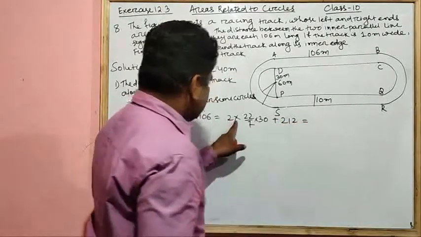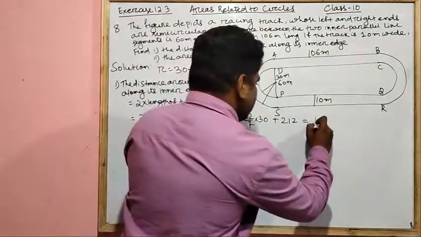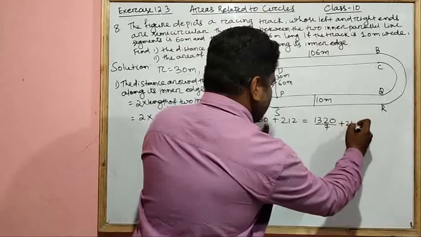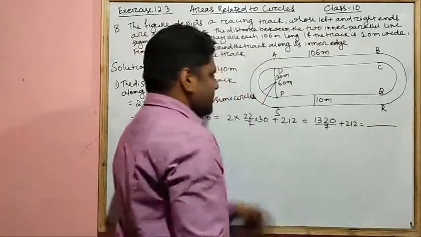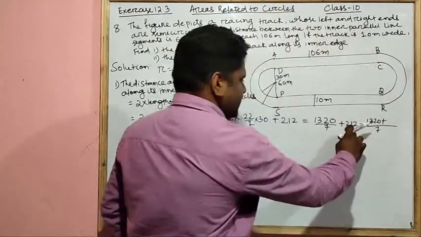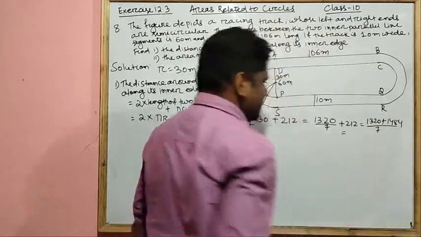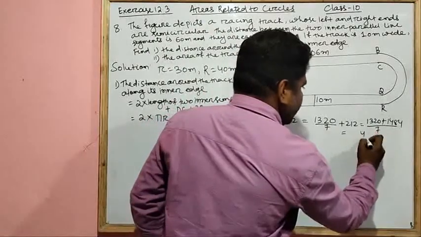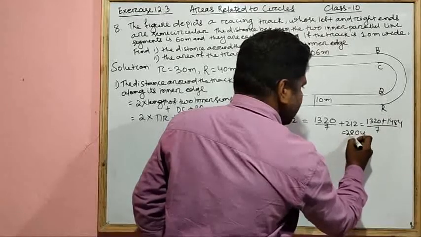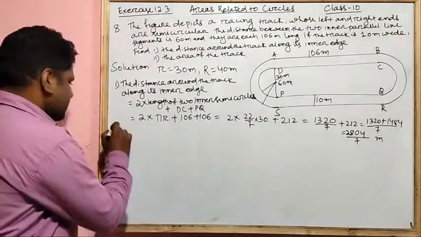So it is equal to 3 into 22 is 66, into 2 is 132, and we have a 0 here, by 7 plus 212. So this will be equal to, by 7, 1320 plus 7 into 212, it will be 1484. So the final answer for this will be 2 plus 8 is 0, 3 plus 4 is 7 plus 1 is 8, and 1 plus 1 is 2, so 2 8 0 4 by 7, this much meter, that is 2804 by 7 meter.